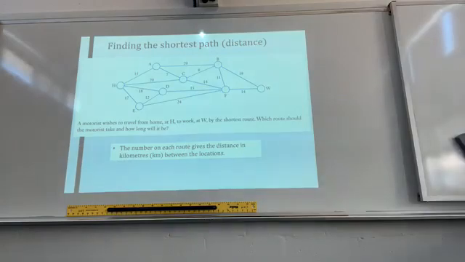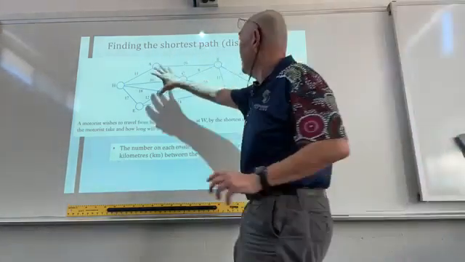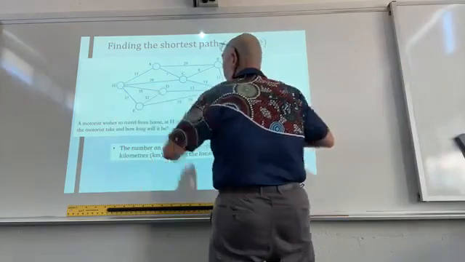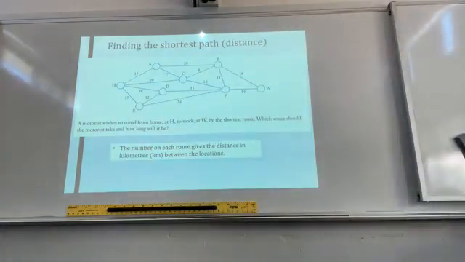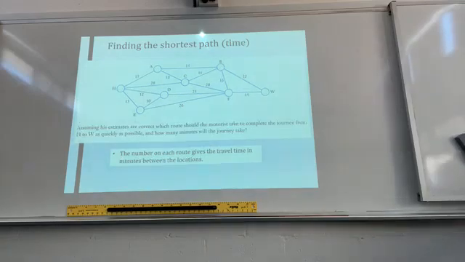So what happened is, here, this is actually the shortest distance in kilometers from H to W. So if the motorists want to think about saving fuel, finding the shortest distance, you got to use distance in kilometers. If not, it could be time. All right. The number of each road gives a travel time in minutes between the location. All right. Just concentrate, please.